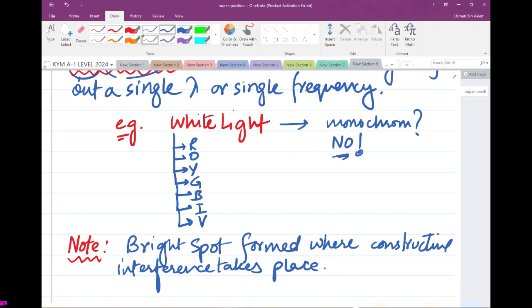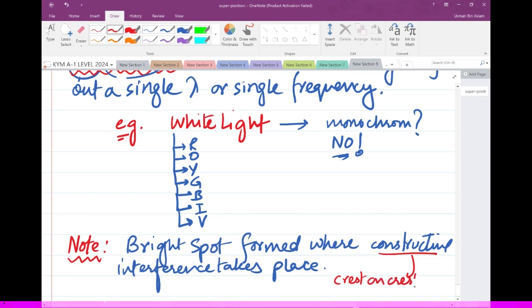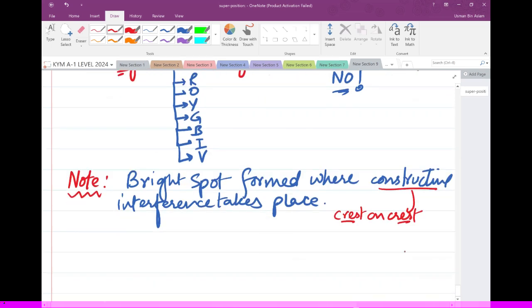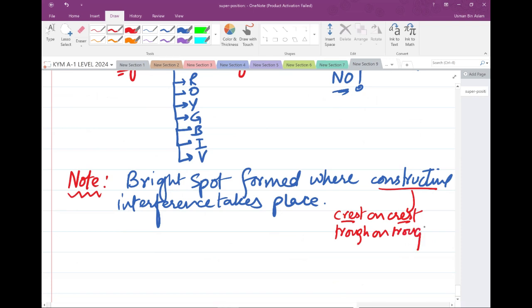Just to recall, what does constructive interference mean? That means crest on crest. That means the crest of a wave coming from one source and the crest of a wave coming from another source fall on each other, or trough on trough falls on each other. This is where the bright spots are formed, and they are called bright fringes. This is the scientific terminology for that bright spot.